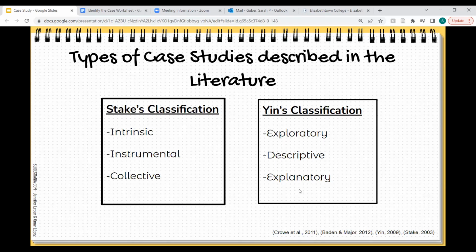In the literature, there's 2 main researchers that have made classifications and types of case studies. So there's Stake, who published his work in 2003, and Yin, who published his work in 2009. And they both describe case studies in different ways and the types. So Stake's classifications are intrinsic, instrumental, and collective. And Yin's classifications are exploratory, descriptive, and explanatory. And we're going to go into depth about each of those now.